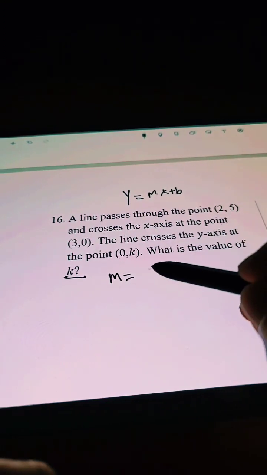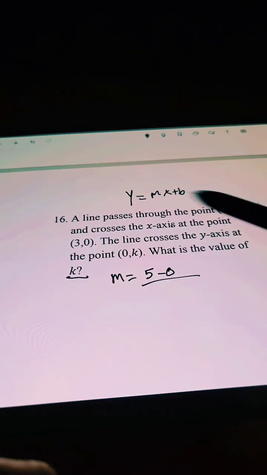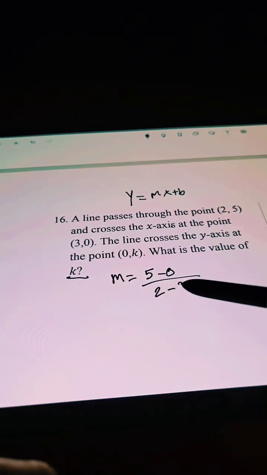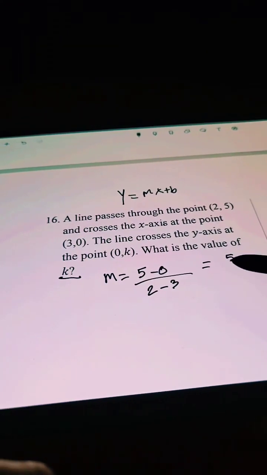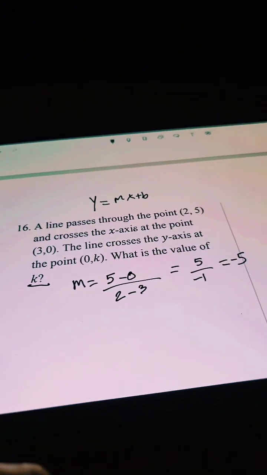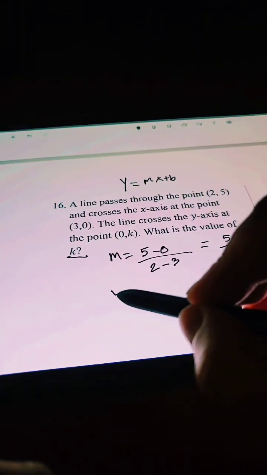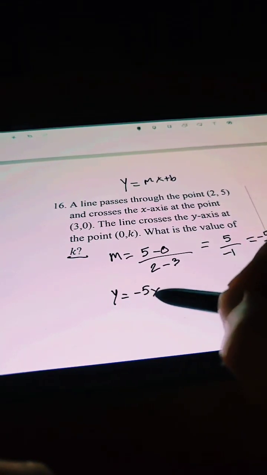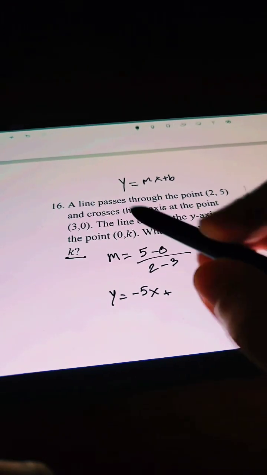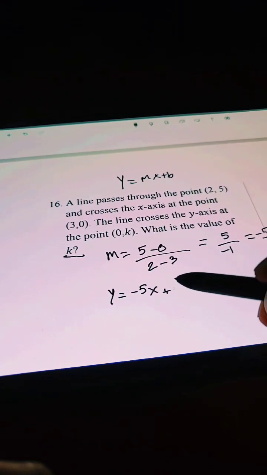So we have 2 points, so we can easily figure out the slope using the slope formula. So I'm going to do the y subtracted on top, so 5 minus 0, over the x's subtracted on top, 2 minus 3. So that's going to be 5 over negative 1, which is just negative 5. So my slope is negative 5. So y is equal to negative 5 times x plus, and remember, y-intercept is just what the y value is when x is 0, so plus k.